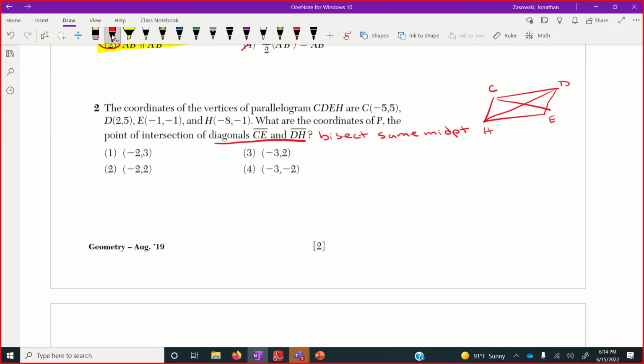Midpoint, remember, is average. Okay, so if we do the midpoint of CE, it's going to be -5 for the x's plus the x for E, which is -1, divided by 2, and then 5 for the y plus the y coordinate of E, which is -1, divided by 2.